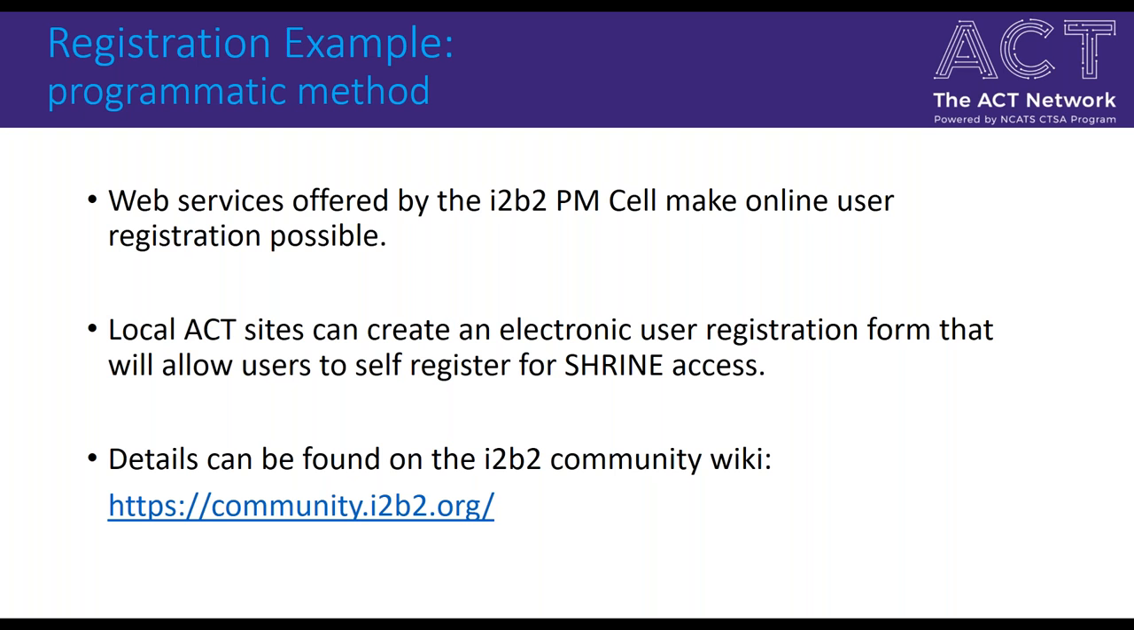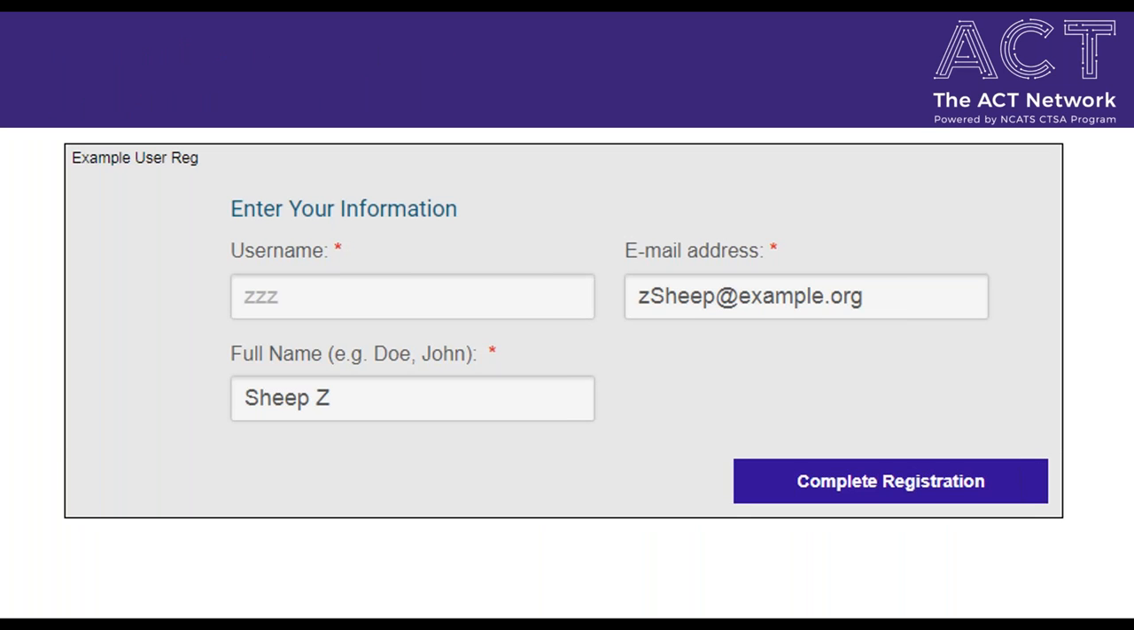And we publish this on the I2B2 community wiki publicly. If you go to the main page, you scroll down, look for the ACT software. Well, before that, here's an example of this generic form. These are basically the three fields required by the PM cell for a user registration: their username, which is grayed out because we took it from the current user Active Directory so they can't change it, email address, and their full name. And they would just click on the complete registration form.